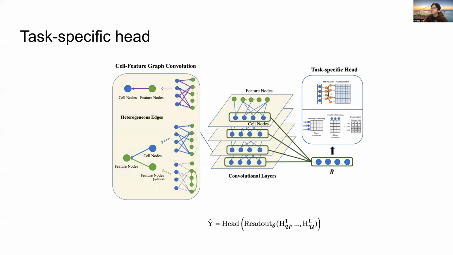Okay, so finally, there will be task-specific heads. What they do is take the node embedding for each layer, and then figure out some way to concatenate all of them. It can be a function, or it can just be simple concatenation. And then we have the heads, whatever is trying to predict using those concatenated embeddings. Okay, this part is easy to understand.